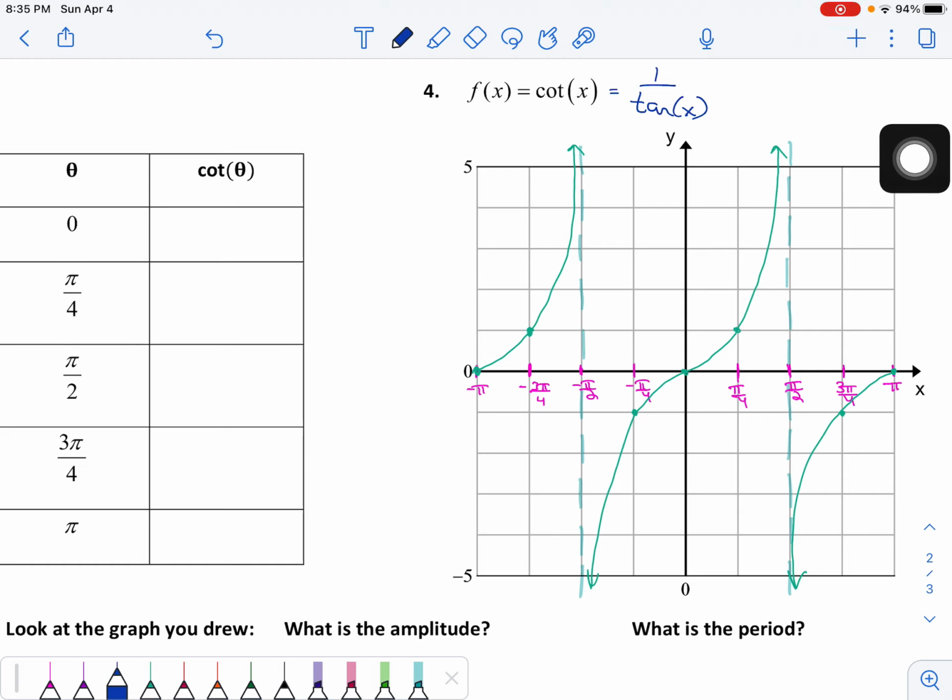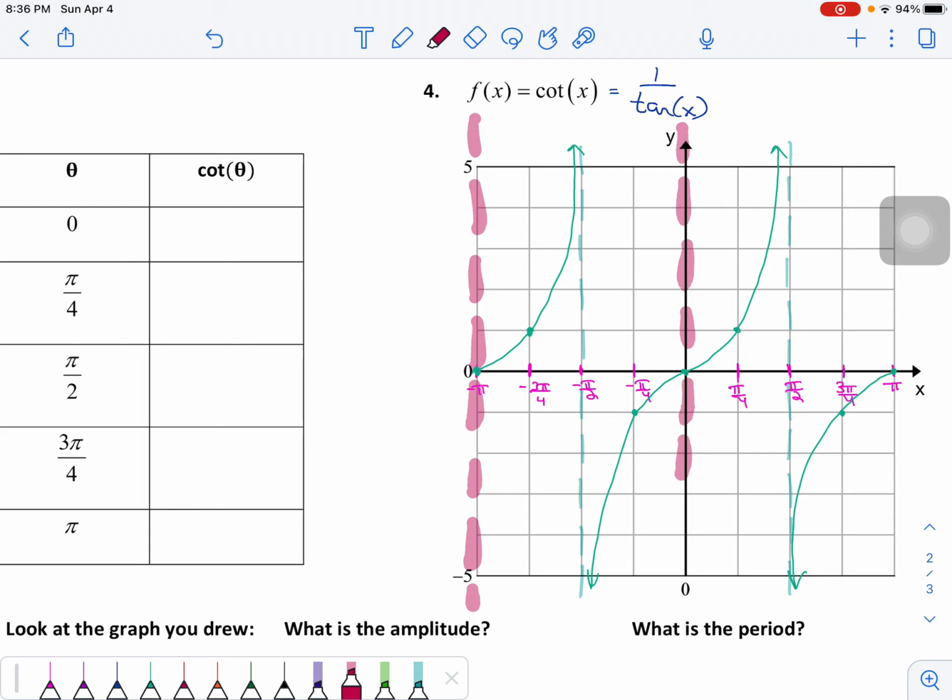So let's find the places on this graph where tangent is 0. And I'm just going to go ahead and throw in a big old vertical asymptote there. So we've got tangent 0 here at negative pi, right here at 0, and right here at positive pi. So this is the vertical asymptote for cotangent. And right here is, whoops, let's move that out of the way. Vertical asymptote for cotangent. Okay.